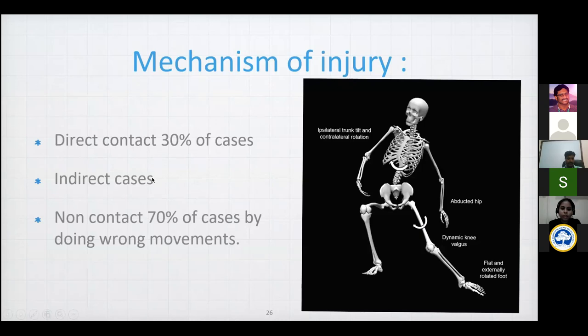Okay, so we were seeing mechanism of injury. The internet connection is unstable. Hello, Nitin, can you hear me? Yes, ma'am, now it's fine. So, did I complete this slide or should I continue with this slide? You didn't complete this slide, ma'am. You have to start from this slide. All right, okay.